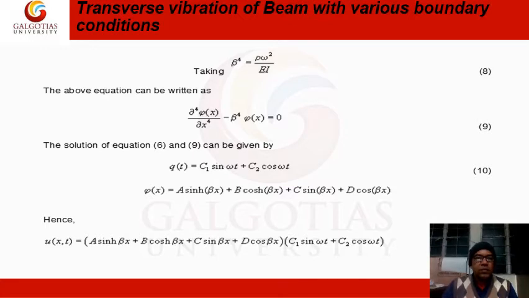Now we will consider b to the power 4 equal to rho omega squared by EI, and the wave equation can be reduced to d4 phi(x)/dx4 minus b4 phi(x) equal to 0. The solution of equations 6 and 9 will be given in this term. So this is again the sine, cosine, and hyperbolic terms, and the solution will be given by this equation. Now this is to the power 4, so this is also a wave equation only, so there is no doubt about it. However, we will have different sorts of constant parameters, and that will be discussed later.